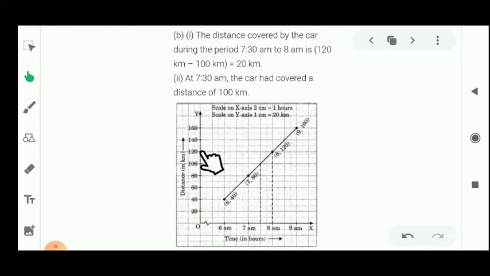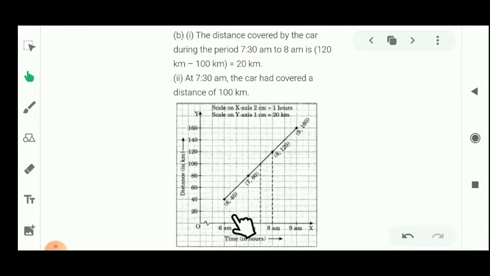And on the y-axis you have to leave only 1 box, and the scale is 1 centimeter equal to 20 kilometer. That means we will take the gapping of 20, that means 0 to 20, then 20 to 40, then 40 to 60, then 60 to 80.